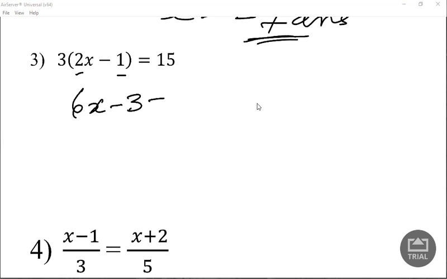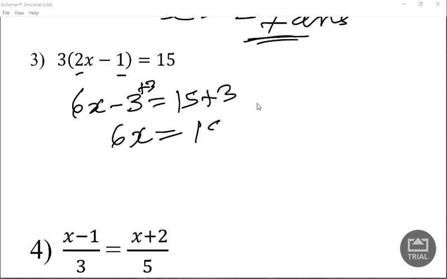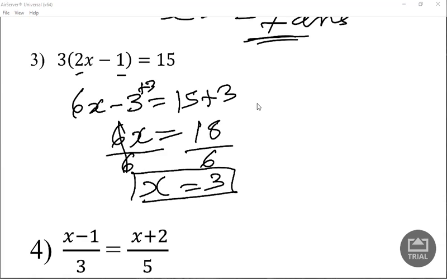Now we can solve from here because it's a regular linear equation. So we're going to take the opposite of minus 3, which is plus 3. So we add 3 to both sides. 15 plus 3 is equal to 18. And our final step is to take the inverse of times 6, which is divided by 6. So we divide both sides by 6. So therefore, 18 divided by 6 is 3. So the value of x would be 3.